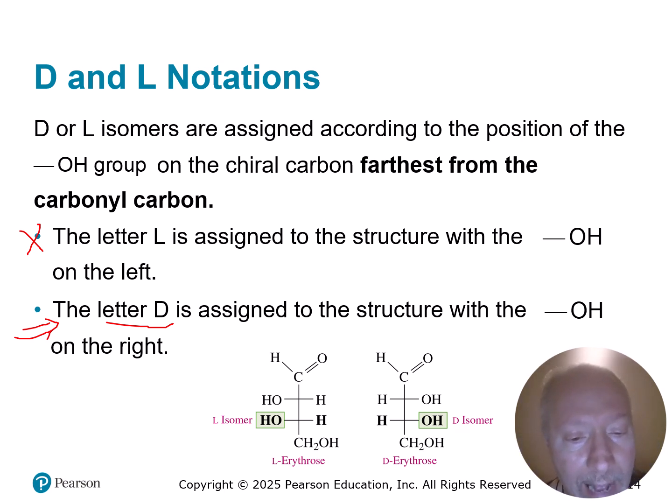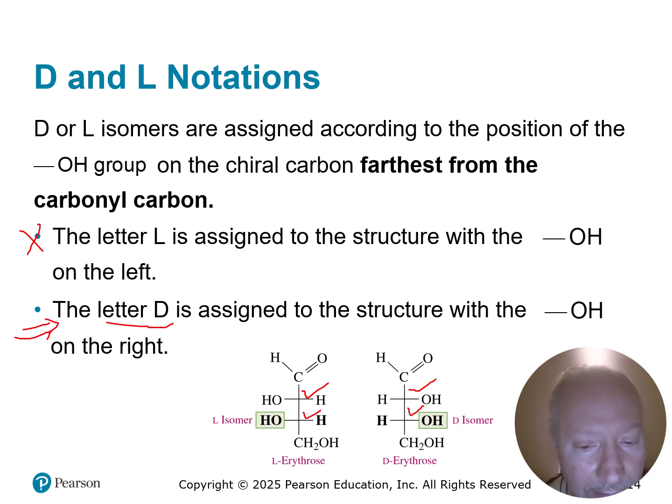And now we're going to add a complication. We're going to add another carbon. So instead of a 3-carbon sugar, we're going to have a 4-carbon sugar. And remember, it says here the D and L isomers are assigned according to the position of the hydroxyl on the chiral carbon farthest from the carbonyl carbon. Well, we do have two. These are both going to be chiral. Both those carbons are going to be chiral. So we added some complication. We added an extra carbon. We have D-erythrose and we have L-erythrose.